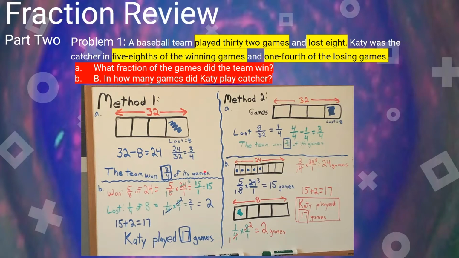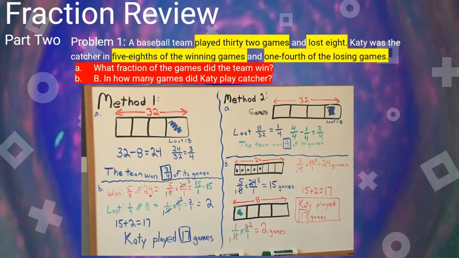Now let's look at how many games Katie played catcher. Well, she played in 5/8 of the 24 games that they won, right? We figured out 24 up here in the first part. So 5/8 multiplied by 24, we can simplify, we wind up with 15 over 1, 15 games.